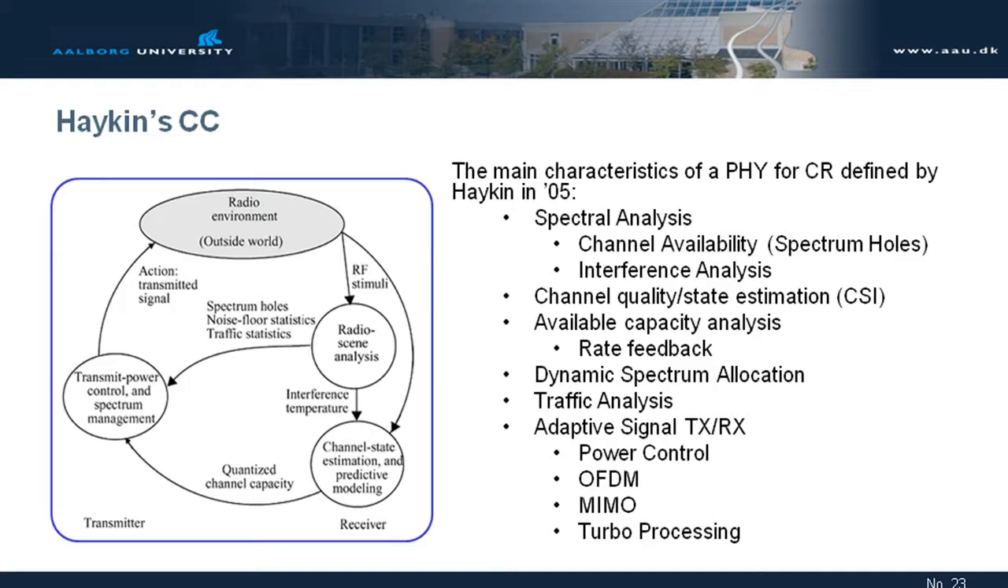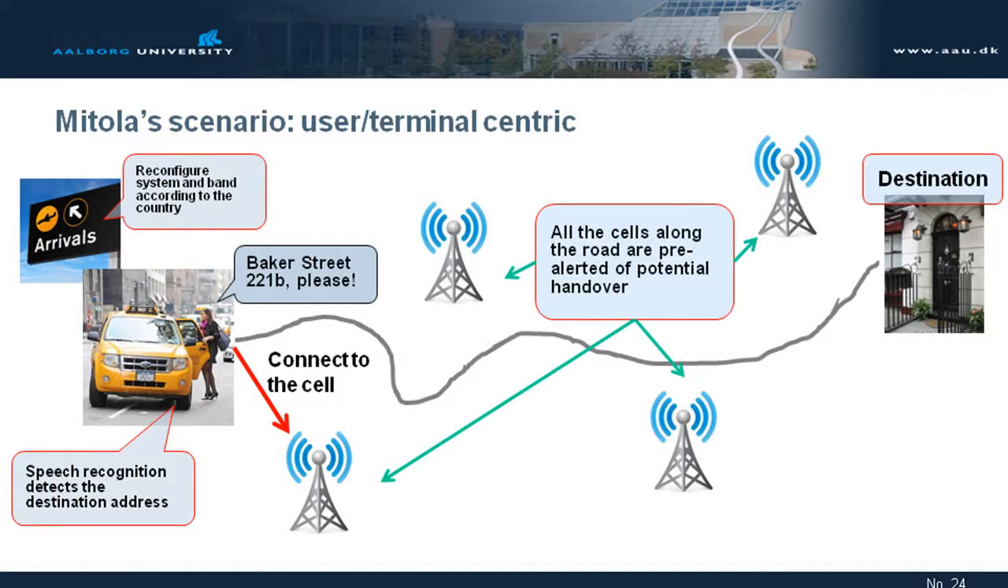That's the vision I followed basically all along my PhD, because that was a radio, not only a general artificial intelligence. Going into scenarios, something practical, that's the Mitola scenario I was trying to tell you about. We have some guy that arrives in an airport, and according to the country, over the air, I download the proper software and reconfigure to be able to connect. And then the guy jumps in a taxi and gives the address, and speech recognition detects the destination address, computes the routes and maps, and starts informing all the cells along the path of the taxi that there will be a handover, in order to optimize the connection until the destination address. That was Mitola's vision.